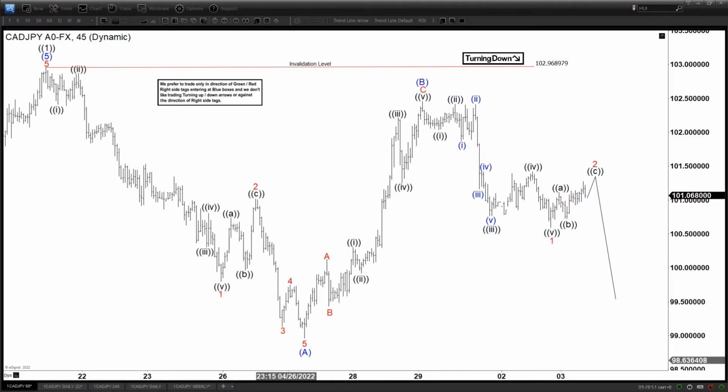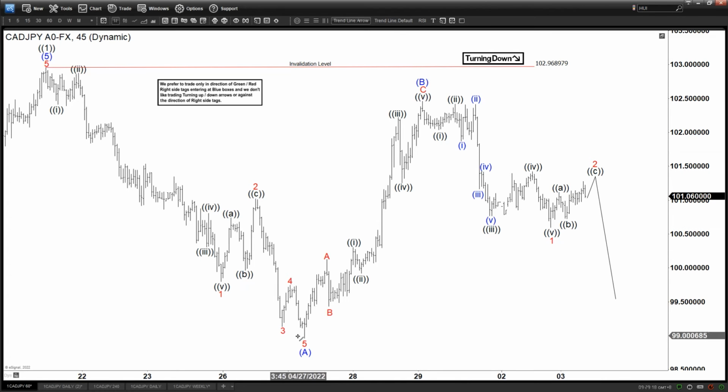So today we are looking at the chart of the Canadian dollar yen here. This is a 45 minutes chart. We can see it has ended with wave 1, the primary degree here at 103, and then we are now looking for the wave 2 pullback, and the wave 2 subdivides into a zigzag ABC.